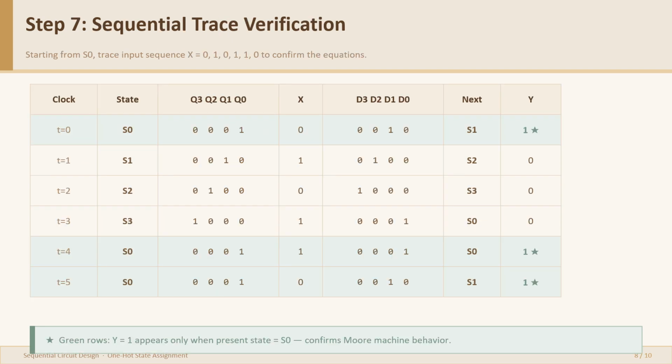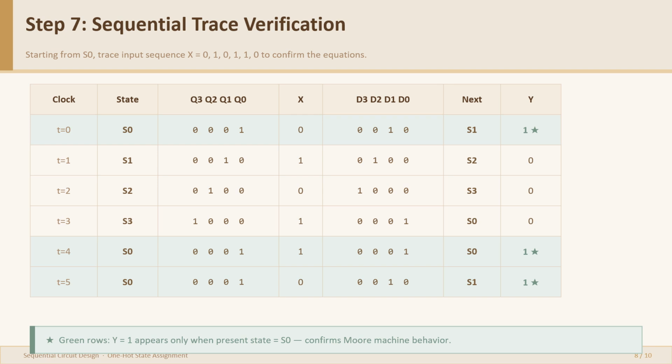A good engineer always verifies. Let us trace through one example step by step to confirm that our equations are correct. We start in state S0, that means Q0 equals 1, and Q1, Q2, Q3 all equal 0. The input X equals 0. Let us plug these values into every equation. After the clock edge fires, the flip-flops load their D values, so Q1 becomes 1, and everything else becomes 0.